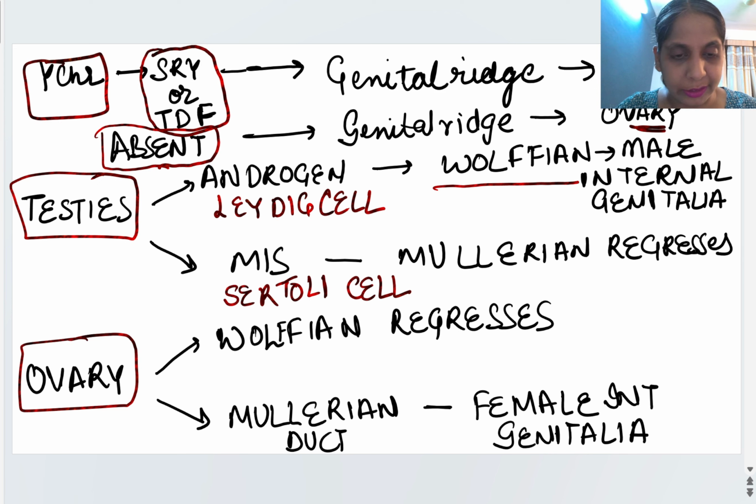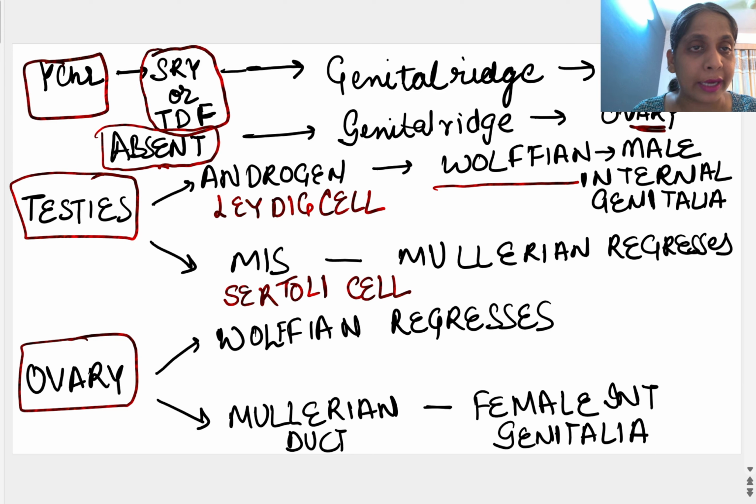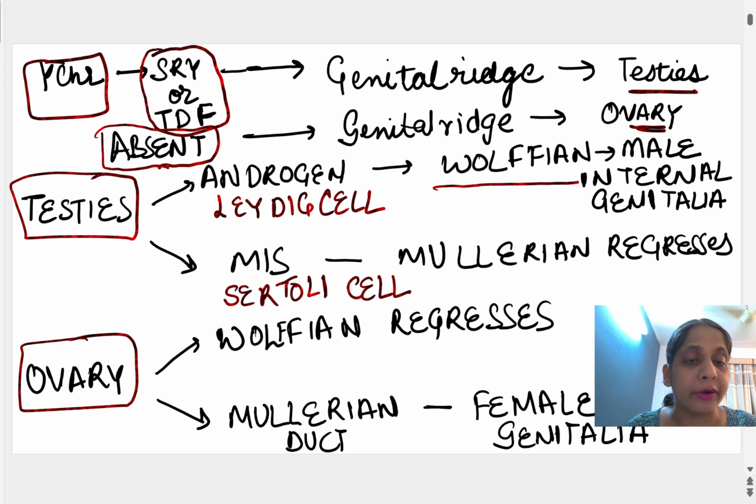First of all, we know that males have the XY chromosome, and females have the XX chromosome. On the Y chromosome there is a gene known as the SRY gene or TDF gene. SRY full form is sex determining region of Y, and TDF full form is testis determining factor. Now this gene acts on the genital ridge, and it forms testes.